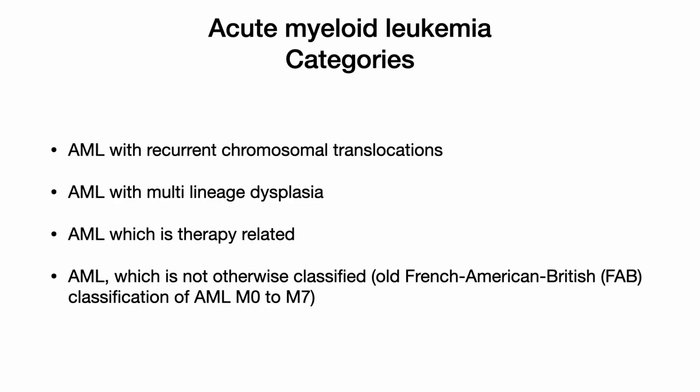So acute myeloid leukemia, there are different categories they use. AML with recurrent chromosomal translocations, and we'll talk about 8;21, 15;17. AML with multilineage dysplasia. AML that's therapy related, and then AML which is not otherwise classified. This is where it reverts to the French-American-British, which is the one I learned in medical school, the AML M0 to M7.